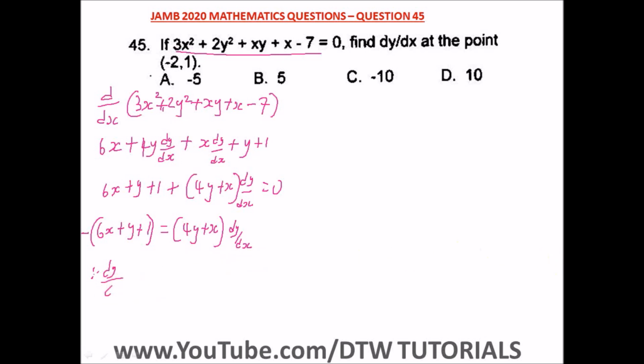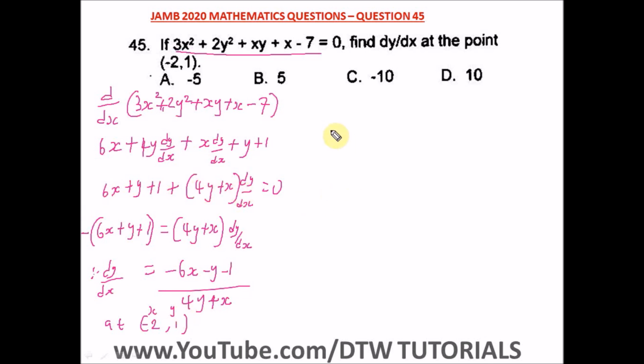So therefore, sorry, I don't understand why my system is glitching. So therefore dy/dx is now equal to -(6x + y + 1) over (4y + x). Now you recall at (-2, 1), that is, we have our x as -2, our y as 1.